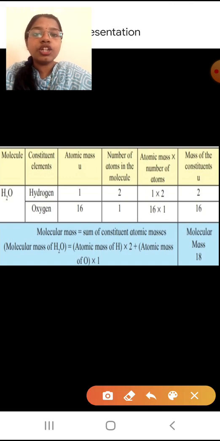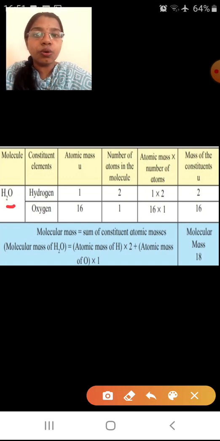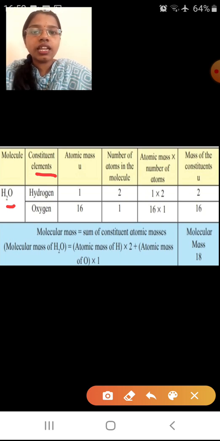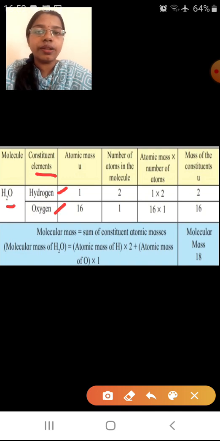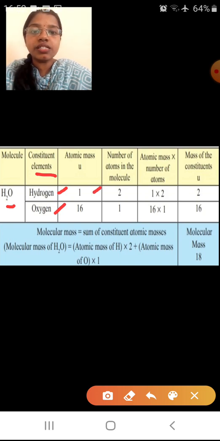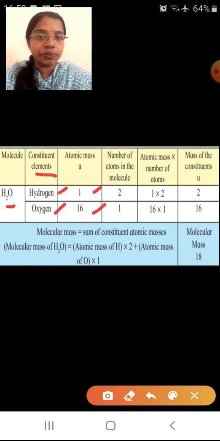Now the molecule which is given to you is H2O, that is water. What is the next thing you are going to write? Constituent elements. Constituent elements means how many elements are present in this water. Hydrogen is there and oxygen is there, right? Two elements are present. Now atomic mass, we write in U. The atomic mass of hydrogen, you know, is 1, and the atomic mass of oxygen is 16. In the exam, atomic masses will be given to you.